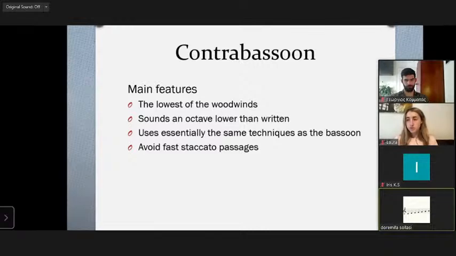The techniques are essentially the same. Also, the fingerings are the same. But you have to keep this in mind. It is a very, very big instrument. If I'm not mistaken, the tube of the contrabassoon is 5 meters long. But it is bent so that the player can hold it in his hands. So it is a very big instrument, and you cannot play very fast staccato passages because the air takes a lot of time to go through the tube, through the instrument.